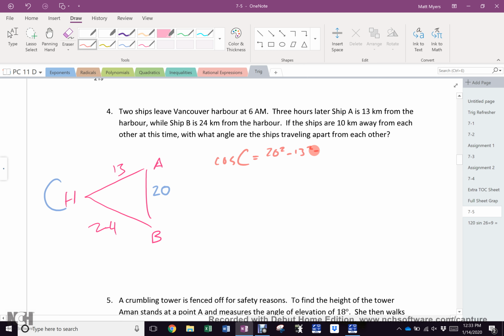Minus 13 squared minus 24 squared over negative 2 times what? Not 13 squared. And then try to do it all in one shot. Don't be a hero, Jacob. If you can't, it's no big deal.